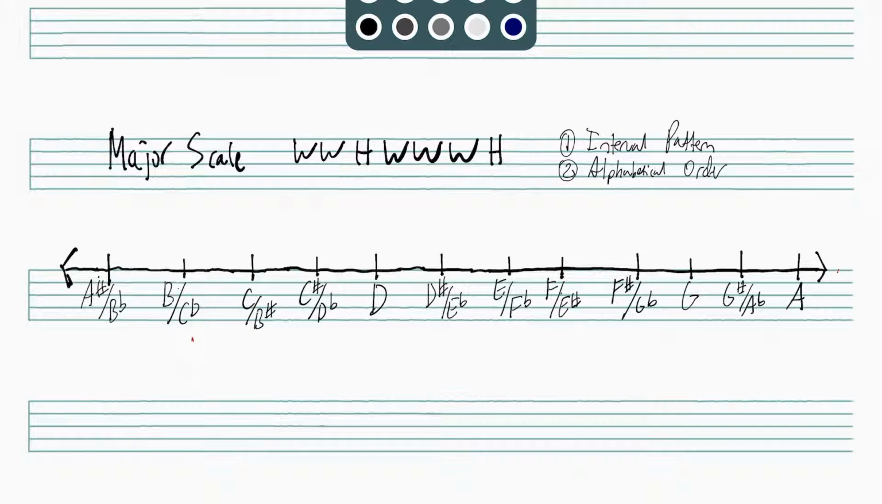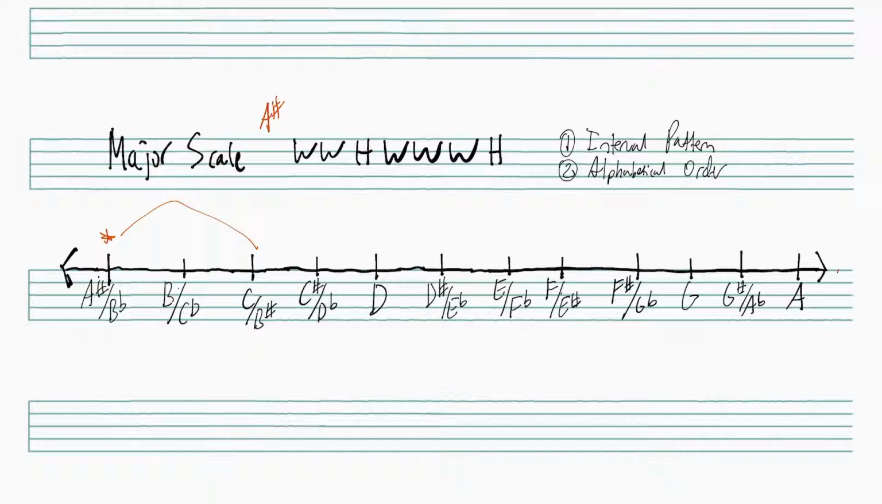We use orange as our color for this. So let's say that we started on, actually we'll start on A sharp. So we have our first note of the scale, A sharp. So the interval pattern, whole, whole, half, whole, whole, whole, half, right? So the first interval is going to be a whole step. So if our starting pitch is A sharp and we move a whole step, that would land us at C or B sharp.